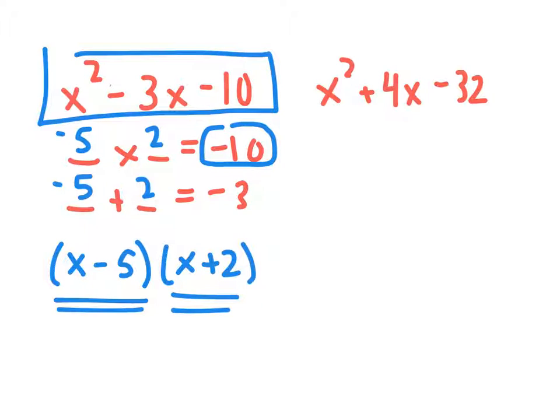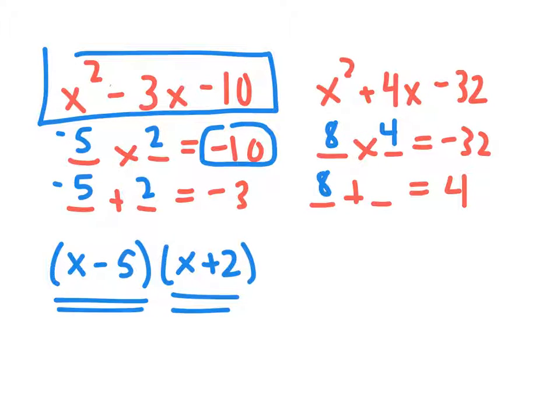And basically all we did is work it backwards. Over here, we would do the same thing. We would be looking for two things that multiply to negative 32, but would be adding to 4. Our numbers look like an 8 and a 4, and we just need to know who's positive and negative because this comes out to be positive. The 4 will have to be the negative. So our answer would be x plus 8 and x minus 4.